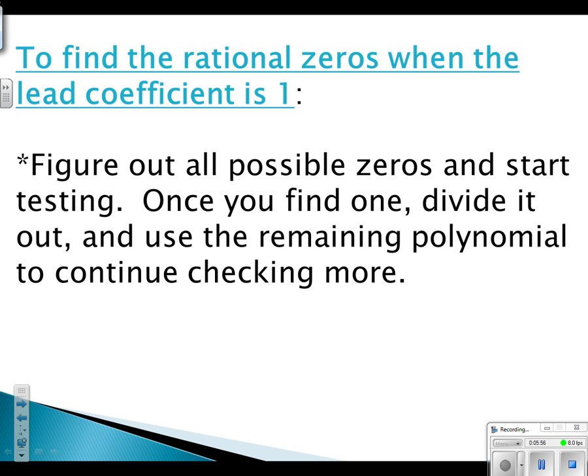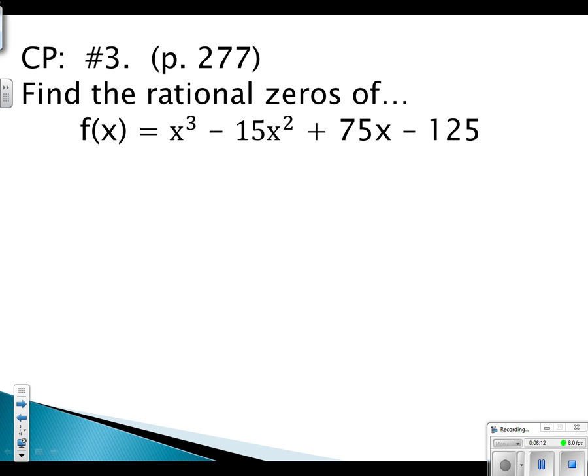To find the rational zeros when the lead coefficient is 1, figure out all possible zeros like we did with that ratio thing. Once you find one, get it out, and then just use what's left over to continue checking. You might be able to factor at that point, or at least it's going to be a smaller synthetic division to continue with. So let's take a look at this one.